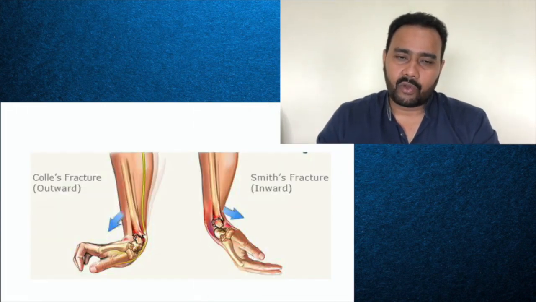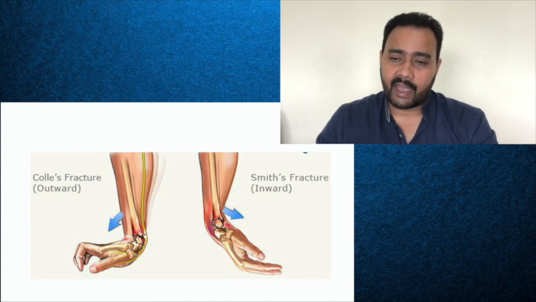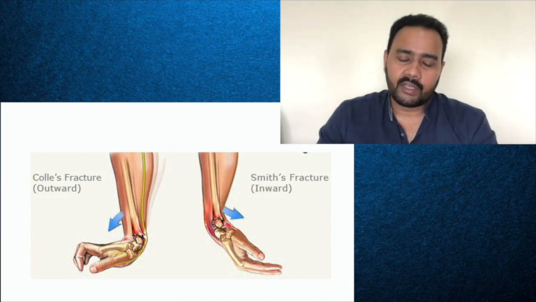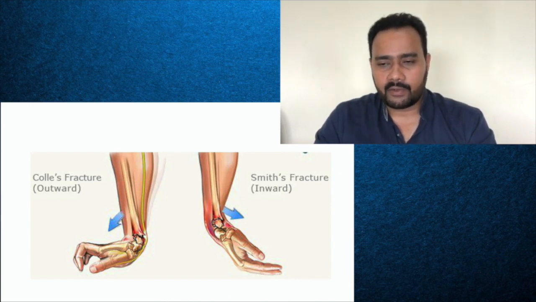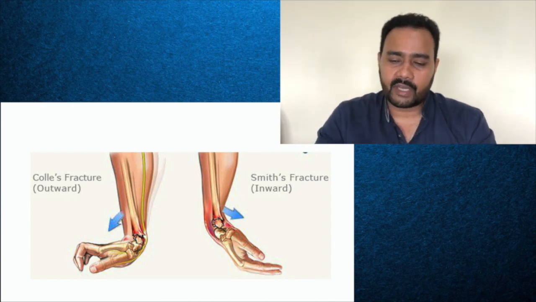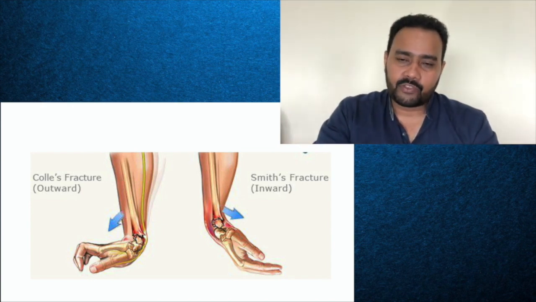Colles. So Colles is whenever they fall on an outstretched hand, whenever they fall like this, then they develop a Colles fracture. And if they fall on an inward hand, so they fall like this, then they will develop a Smith fracture. So Colles and Smith are similar, but they are divided according to the displacement, and named Colles and Smith fracture. So a Colles fracture occurs when the person falls on an outstretched hand, and a Smith fracture occurs when they fall on an inward hand. That is the difference between Colles and Smith fracture.